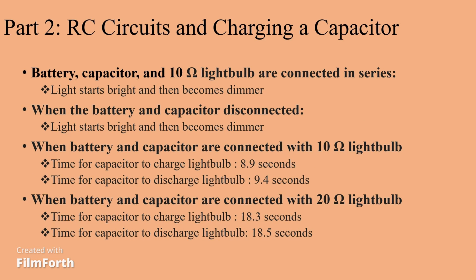All right, so now on to part two, RC circuits and charging a capacitor. Let's say we have a battery, a capacitor, and a 10 ohm light bulb connected in series. Then we can observe that the light starts bright and then becomes dimmer, just as if the battery and the capacitor are disconnected. When the battery and the capacitor are connected with a 10 ohm light bulb, the charging times are those. And if you increase the resistance of the light bulb, then the time for the capacitor to charge increases, as does the time to discharge.